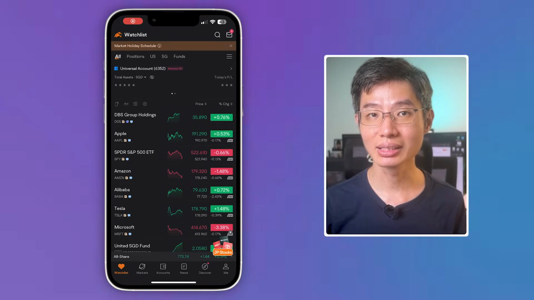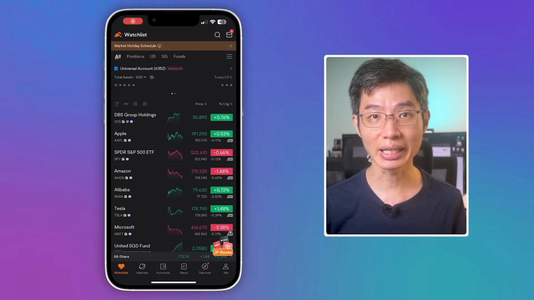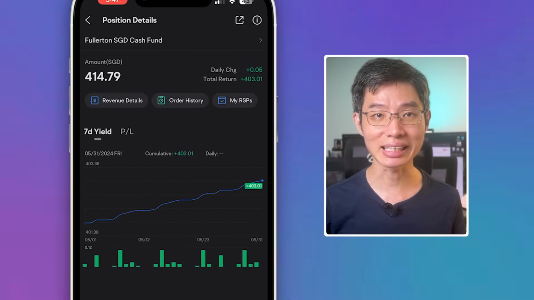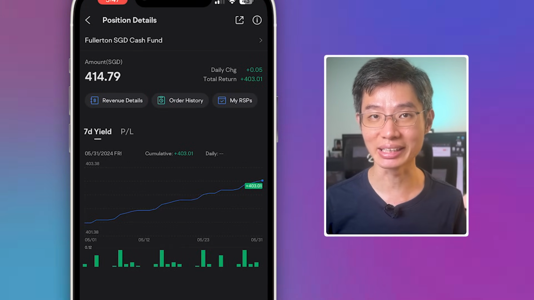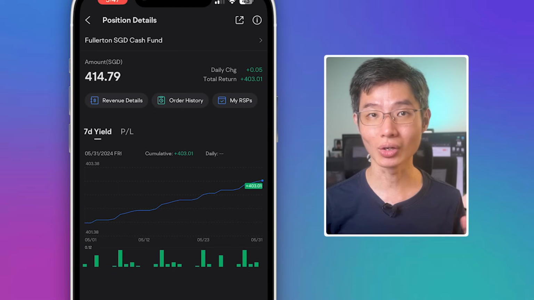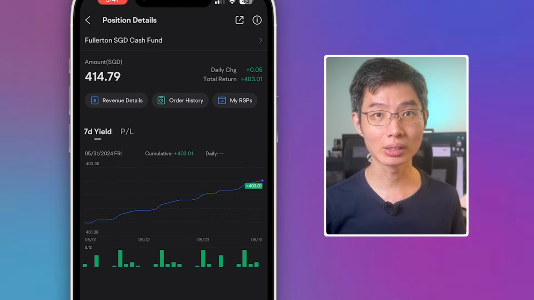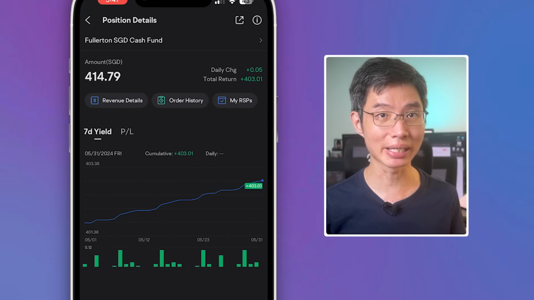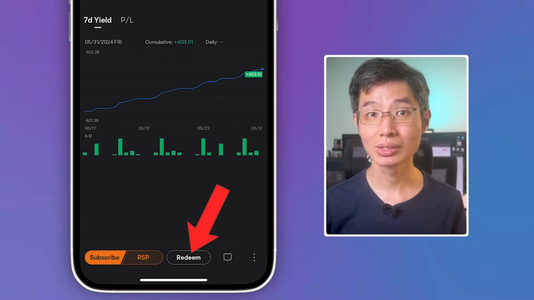Once you have invested, you will accumulate a daily return on your money. For example, if I head over to Accounts, Funds, then tap on either fund, I can see that I'm earning a small return every day. If it is on a weekend or holiday, the return will roll over to the next business day instead. And if you want to redeem and get back your money, just tap on Redeem.